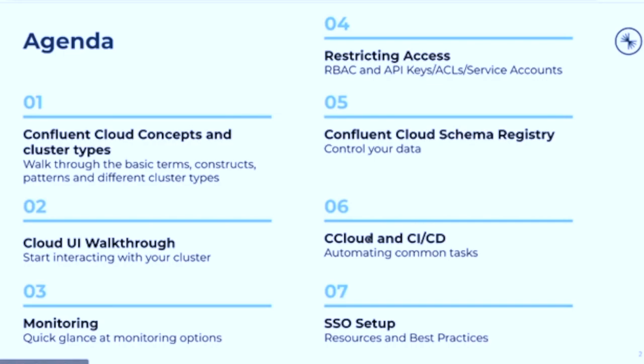Chapter 5 deals with the hosted and managed Confluent Cloud schema registry. We talked about schema registry before. Fundamentally, everything we talked about is still valid when we look at kind of the delta between the offering on-prem and what is available in Confluent Cloud.